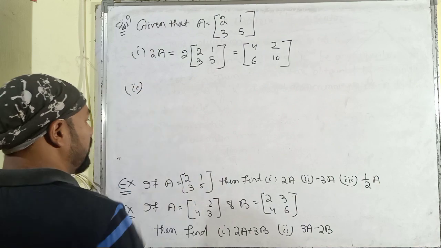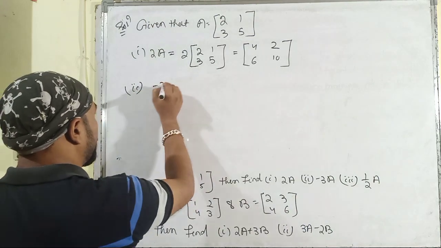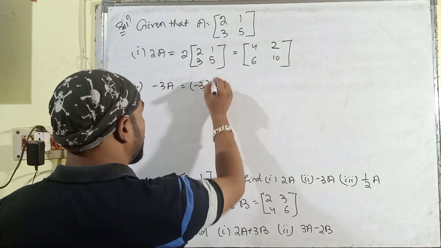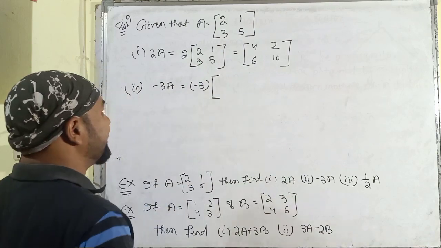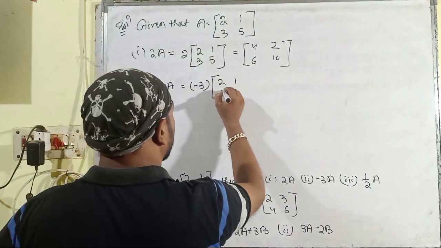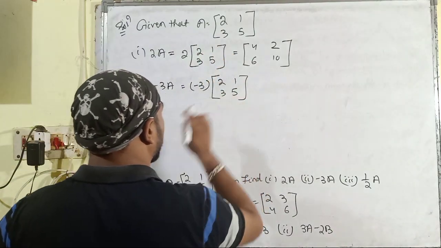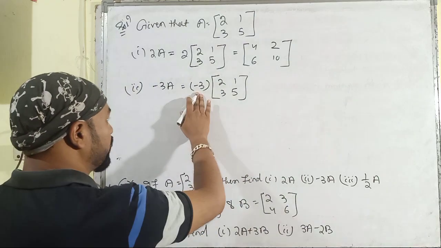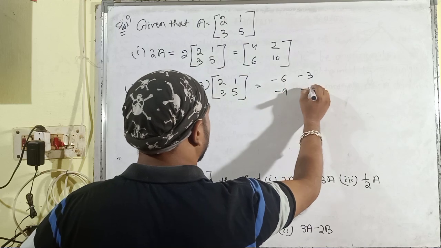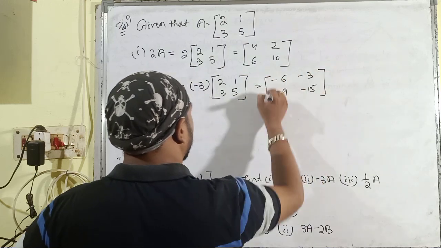Then the second one, minus 3A. That means we have to multiply the scalar minus 3 with each element present in the given matrix A here. So 2, 1, 3, 5, all of the 4 entries will be multiplied by the scalar minus 3. That means it will be minus 6, minus 3, minus 9, minus 15.